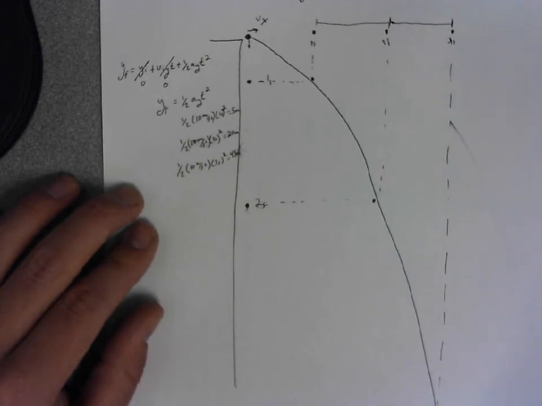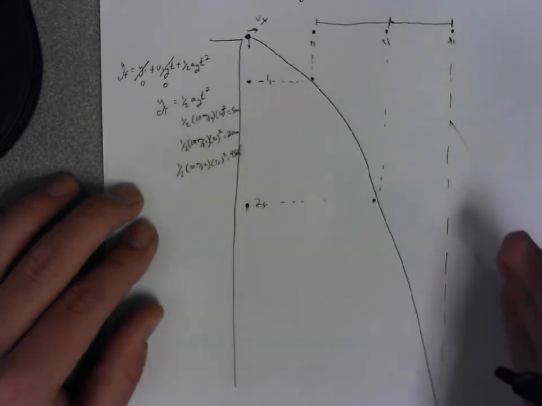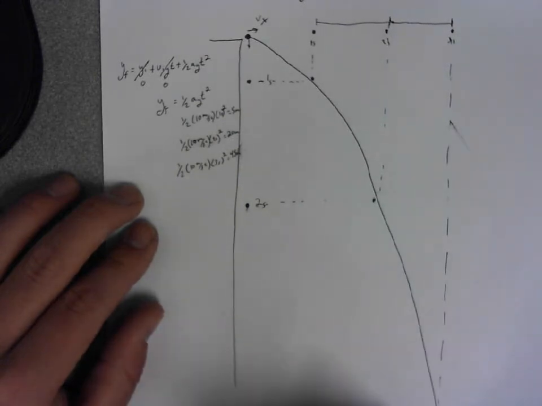Okay, and that's really important that we focus on that. If you need to jump between equations, like an x equation or a y equation, then we use time to be our liaison between them.